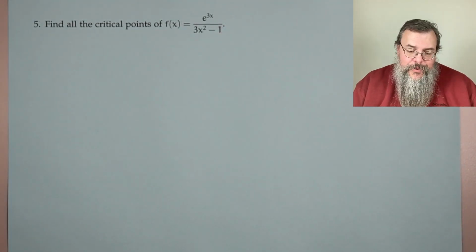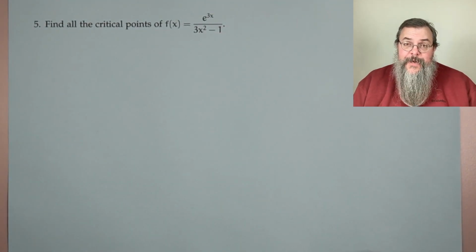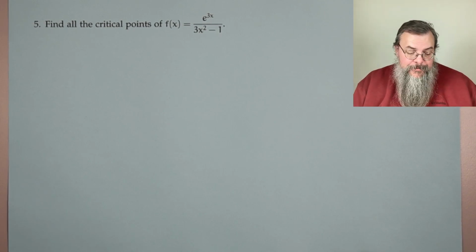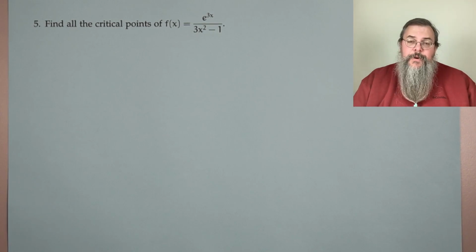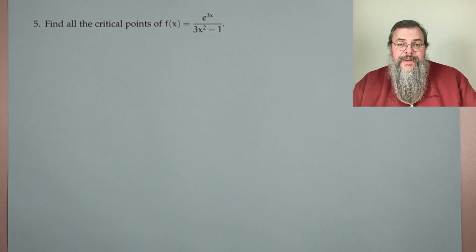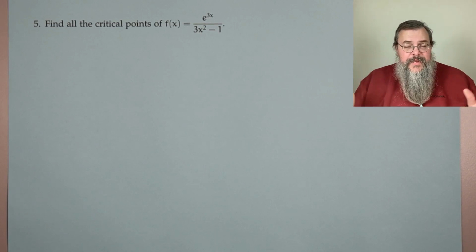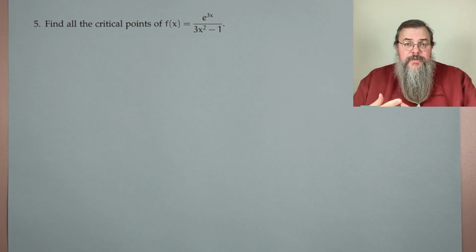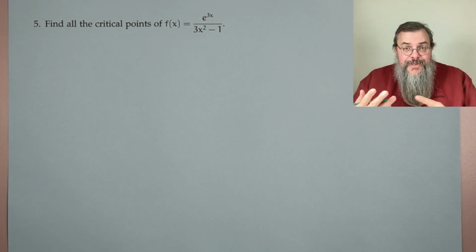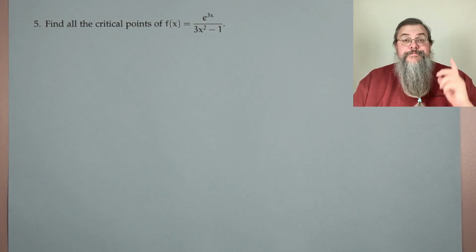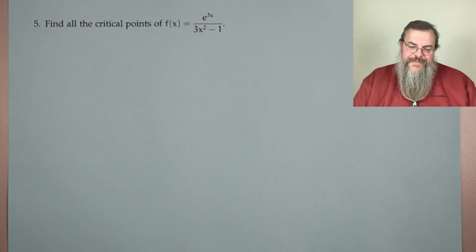Find all the critical points of the function f of x is e to the 3x over 3x squared minus 1. All right, so where do we begin? Well, what are the critical points? They are places where we have boundary, but there's no boundary listed here. Our derivative is undefined, or the derivative is 0. So it sounds like we're going to be taking a derivative. You are correct.